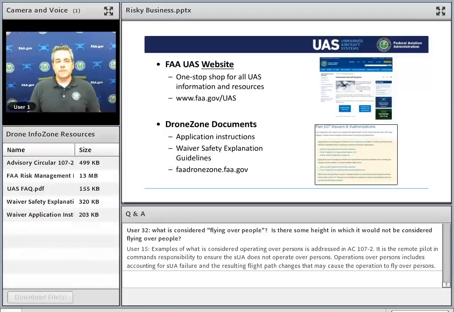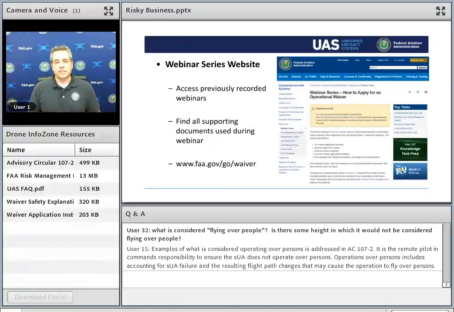We do have the FAA website. It's, again, your one-stop shop for just about everything you need for UAS information and resources, and the website is www.faa.gov/UAS. Also, through the Drone Zone portal, we have our Drone Zone documents, which I've referenced over and over again in this presentation and previous presentations as well. You're going to find the application instructions and the waiver safety explanation guidelines. All that is available to you on faadronezone.faa.gov.